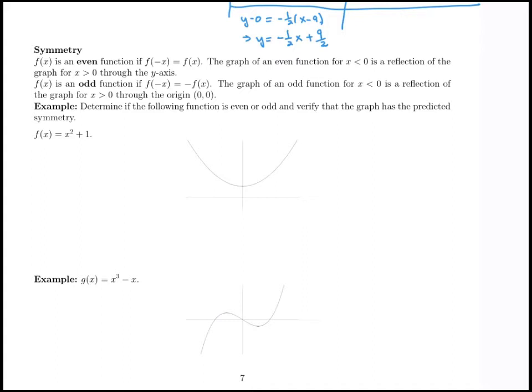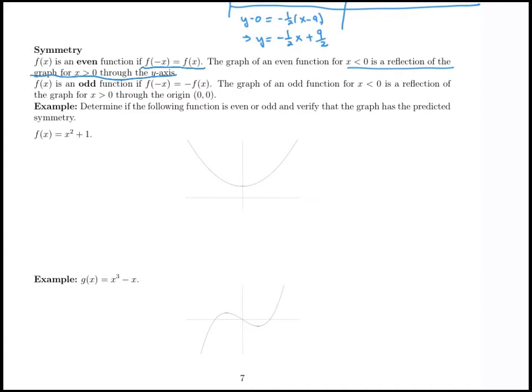A function is even if f of minus x is equal to f of x. So that means the y value associated to any x is the same as the y value associated to the minus x. The symmetry that this generates in the graph is that the graph is a reflection of itself through the y-axis. Basically, if you draw the right half of the graph and then fold your paper over at the y-axis before the ink dries, you get the other half of the graph.